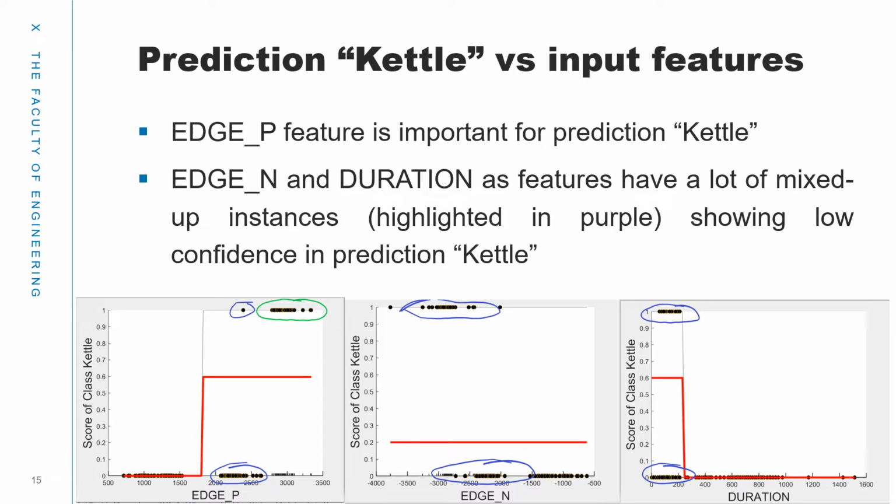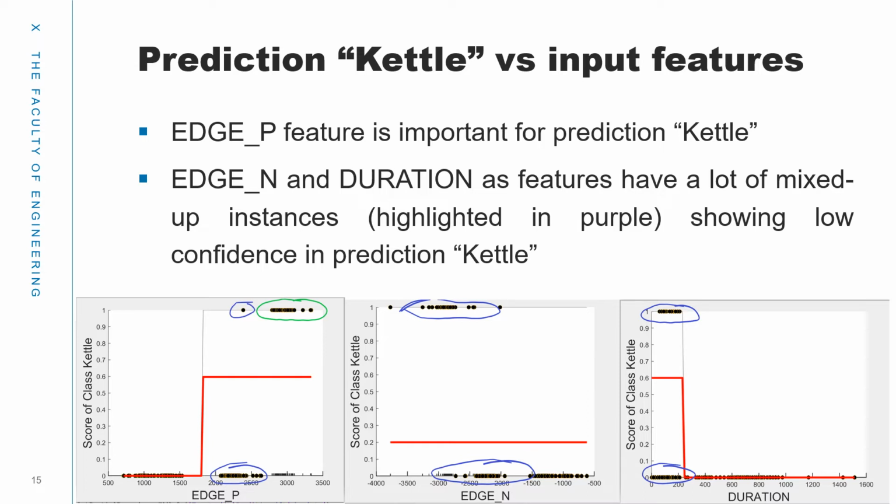The only issue we see here is that one edge P value at about 2400 watts at score 1, highlighted in purple, is seen to be mixing up with instances at score 0 between 2000 watts and 2600 watts, highlighted in purple, where kettle is likely to be confused as either a washing machine or dishwasher. This single instance caused the kettle PD plot to rise for only about 60%.